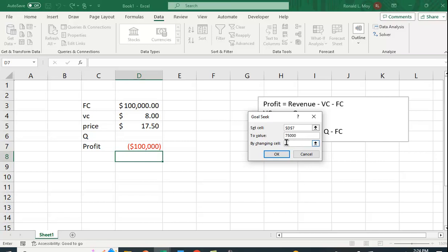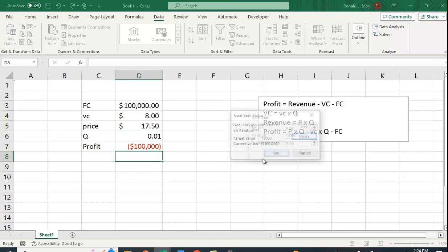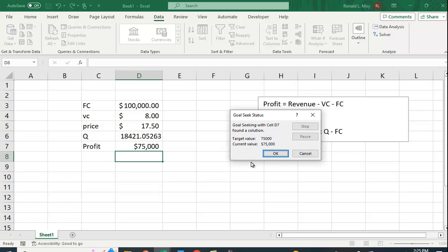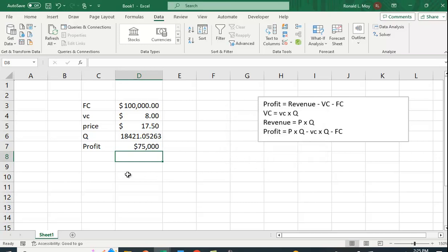And we have to tell it what we want to change. We want to change the value here, which is Q. Let's click OK. It goes through it. It says we need to produce 18,421, fractionally more than that, units to earn 75,000. Let's see if that's correct.